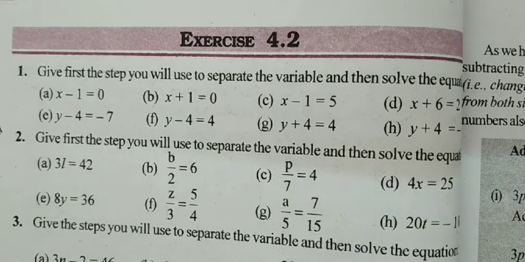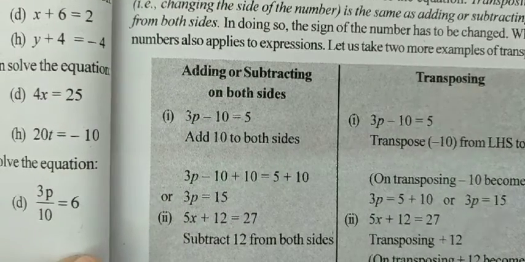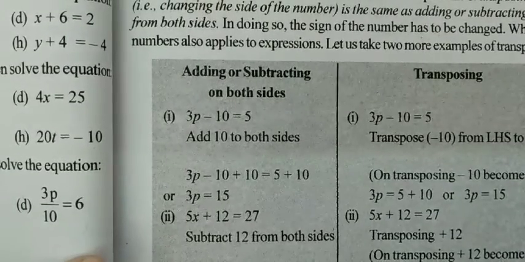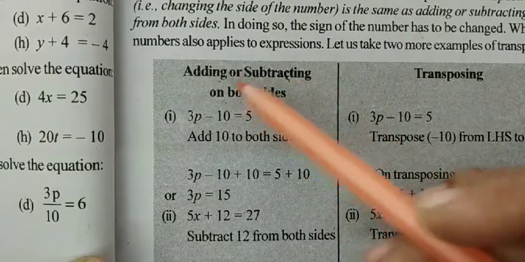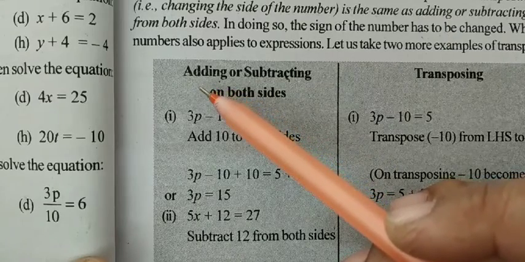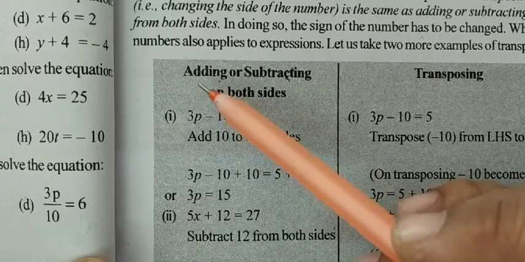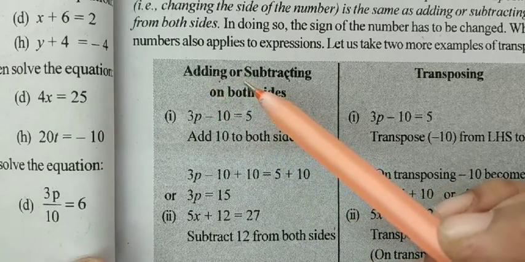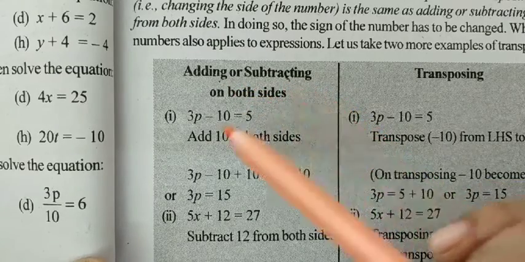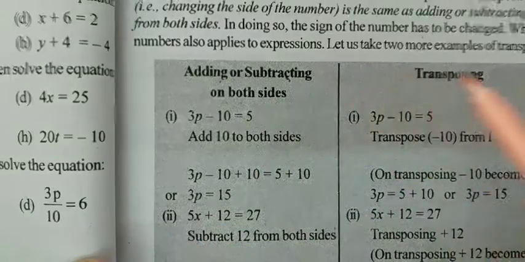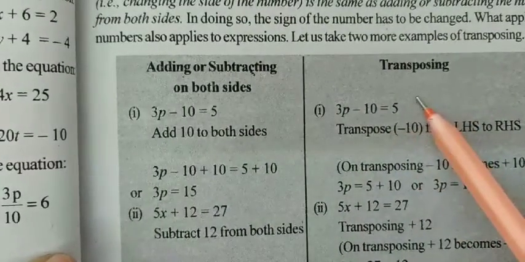One is adding or subtracting, multiplying or dividing on both the sides, that is this. Here only adding or subtracting is given, but in other words we can say applying the same mathematical operation with the same number on both sides of the equation, you have to solve it. And another one is transposing.